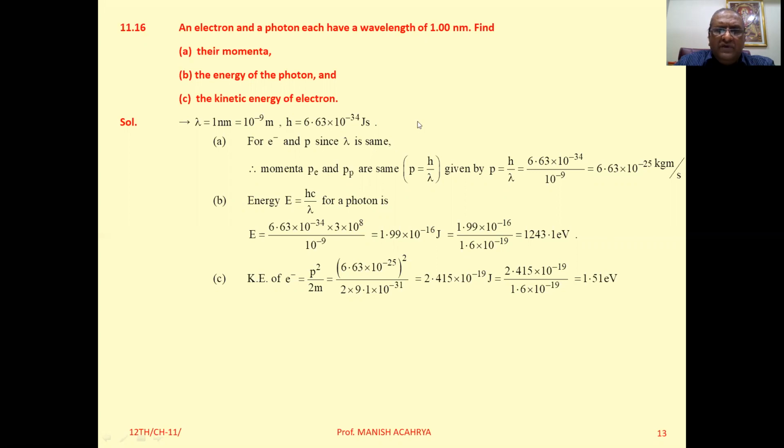Then after, the kinetic energy of the electron, that is p square by 2m. So that p we already calculated. Then substitute the value of p and take the square of it upon 2m. So here is the mass of the electron. Again you will get the answer in terms of joule. Then divide it by 1.6 into 10 raised to minus 19. Your answer will be in terms of electron volt. Clear?